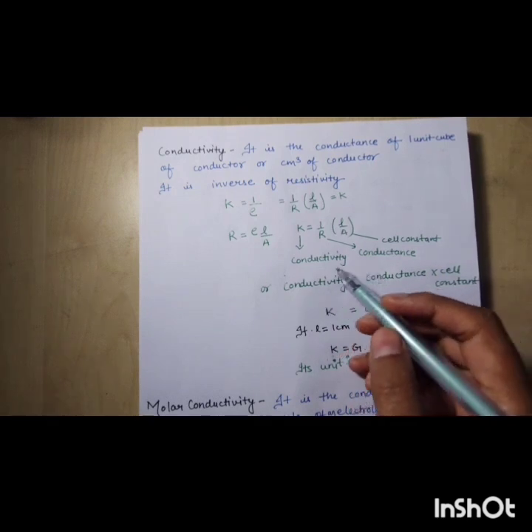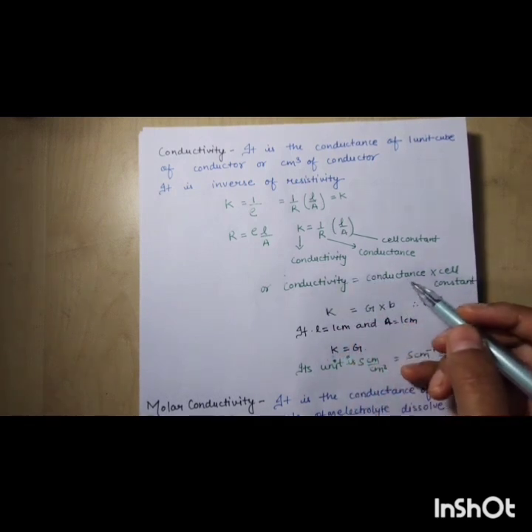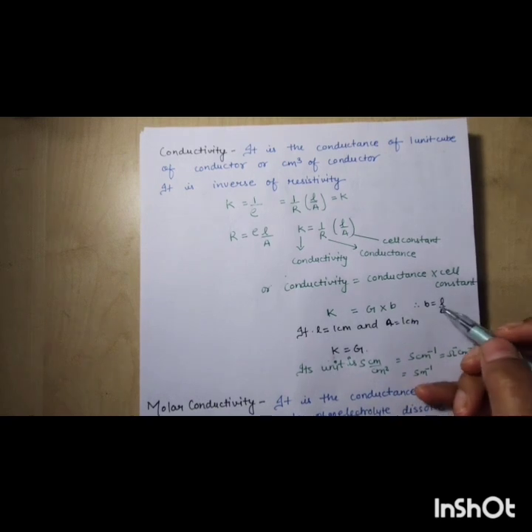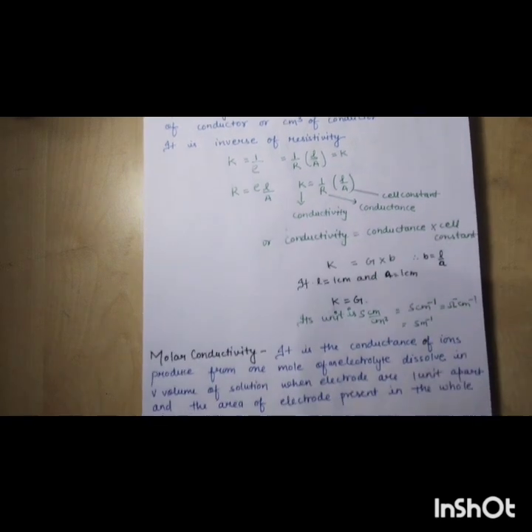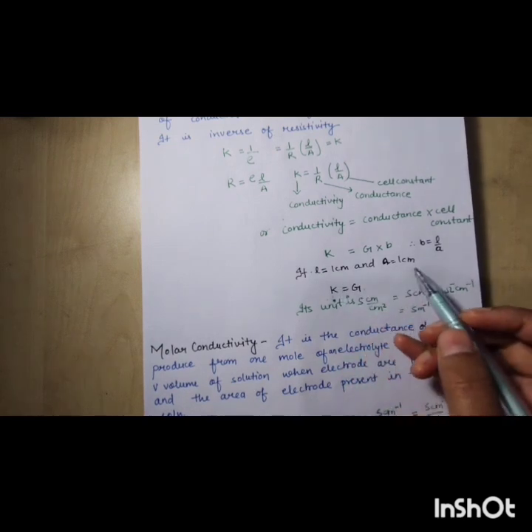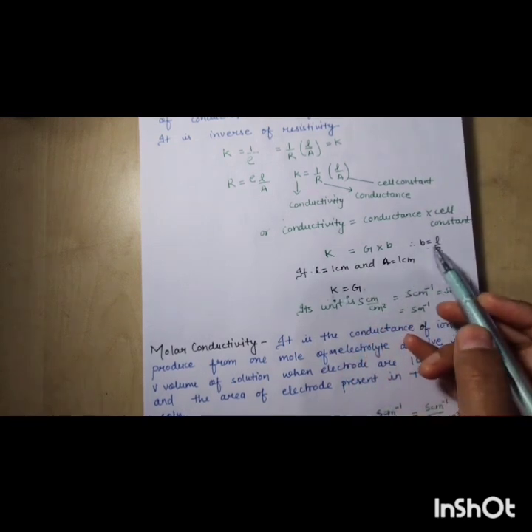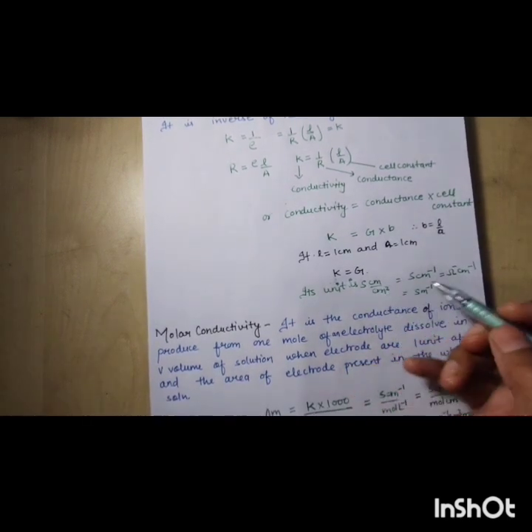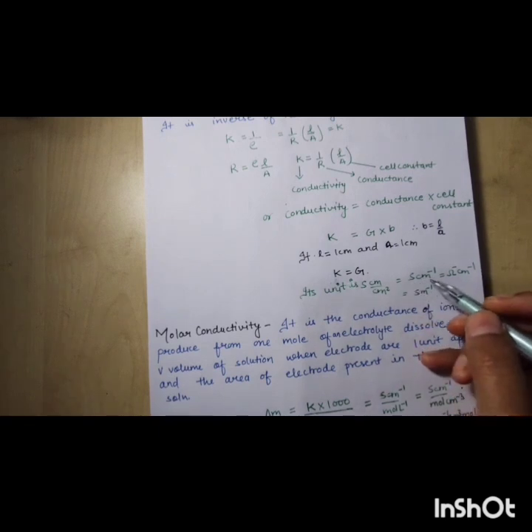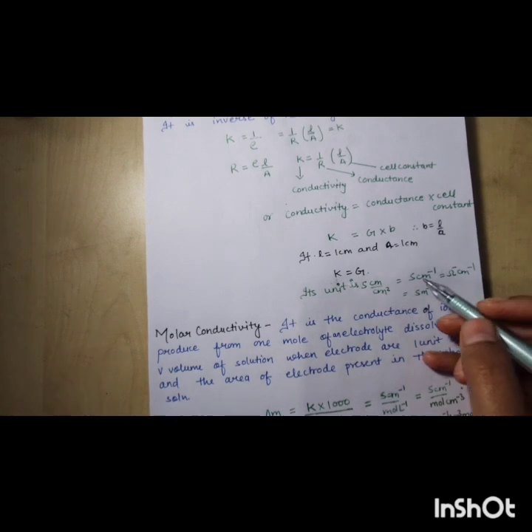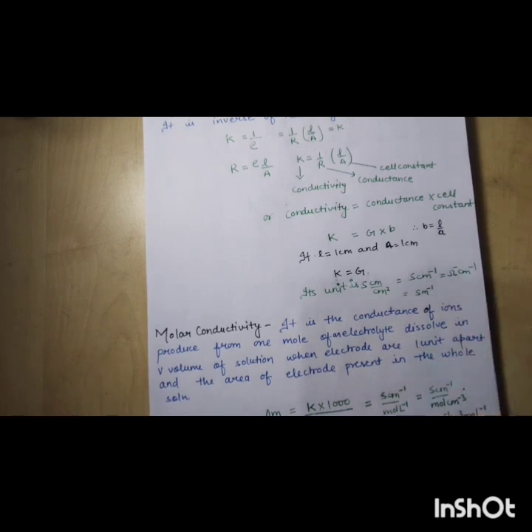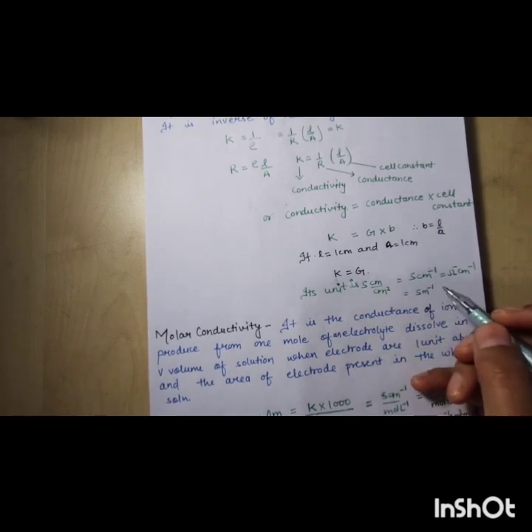So we infer that conductivity is equal to conductance multiplied by cell constant, that is G into B, and B is equal to L by A. This is when length is equal to 1 centimeter and area is equal to 1 centimeter square. The cell constant is B is equal to L by A. Its unit is centimeter and centimeter square, that is ohm inverse centimeter inverse or Siemens centimeter inverse. This is the unit of conductivity.